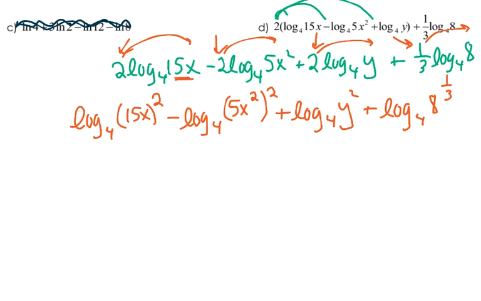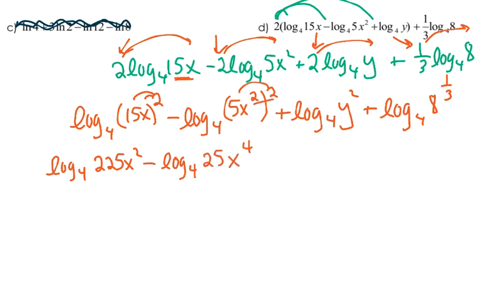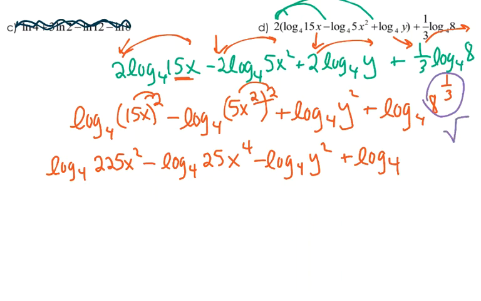Alright, let's simplify this down a little bit more now. The first term is log base 4. Remember, you need to distribute that too. So 15 squared is 225x squared, minus log base 4, you have to do 5 squared, which is 25. Power of a power you multiply, so x to the 4th, minus log base 4 y squared, plus log base 4, now we're reviewing stuff from the last chapter, 8 to the 1/3 power, remember, is the cube root of 8. The cube root of 8 is 2.